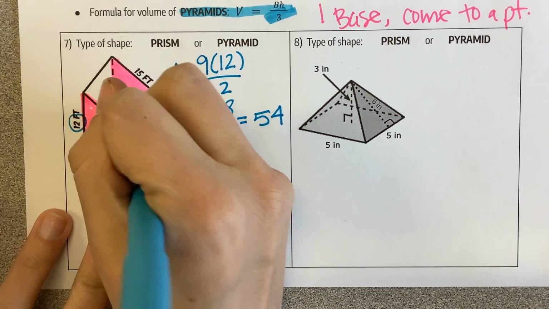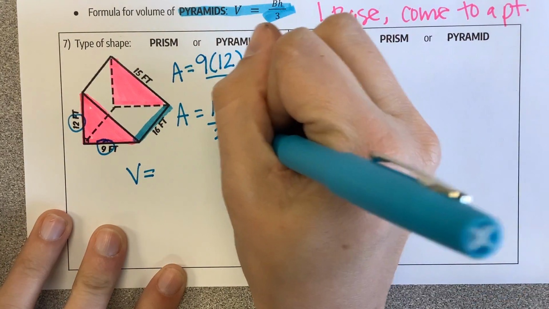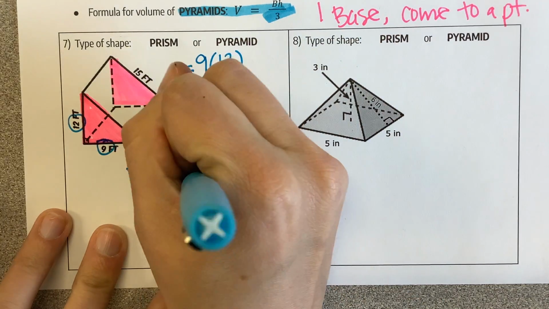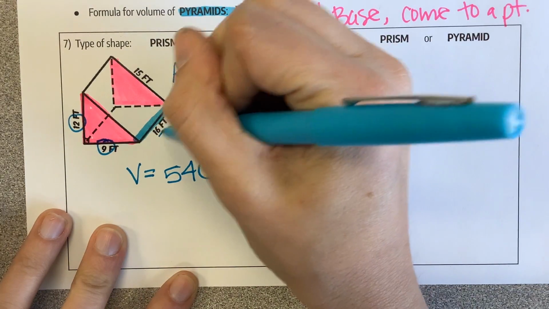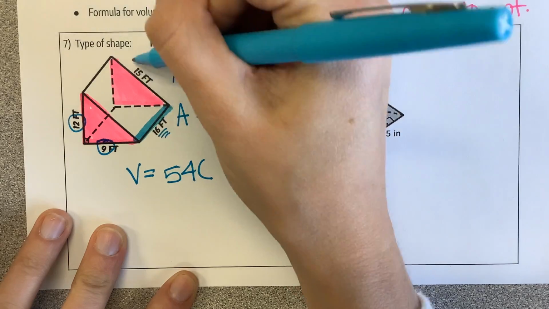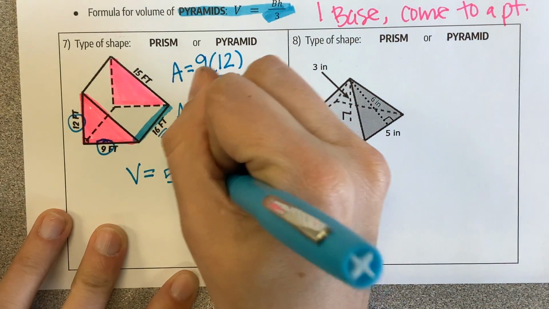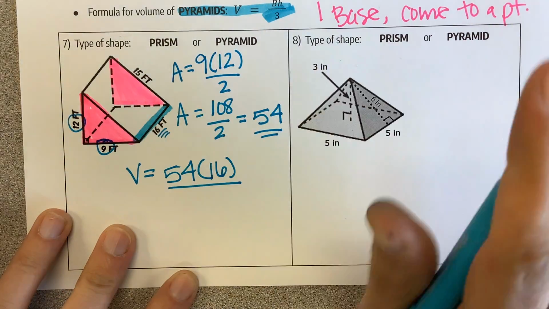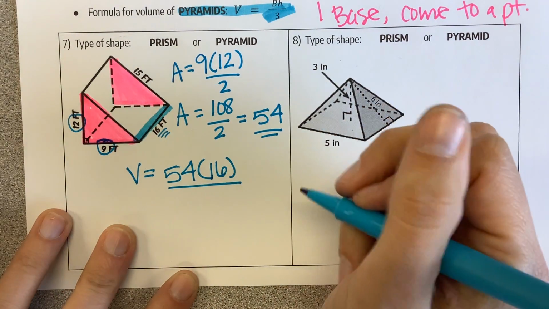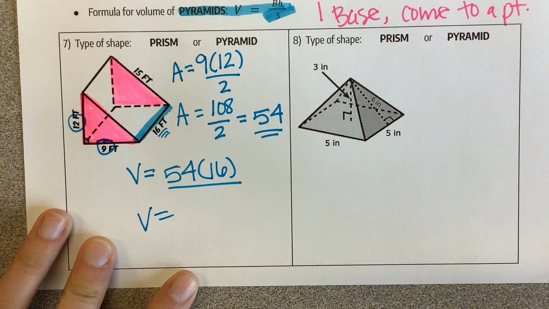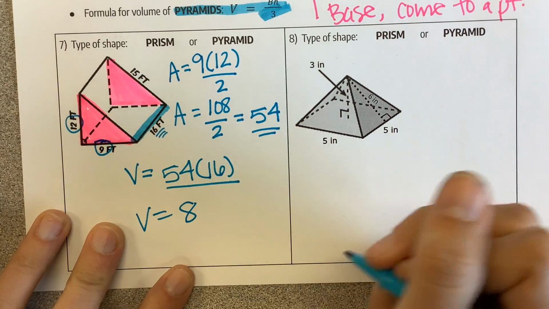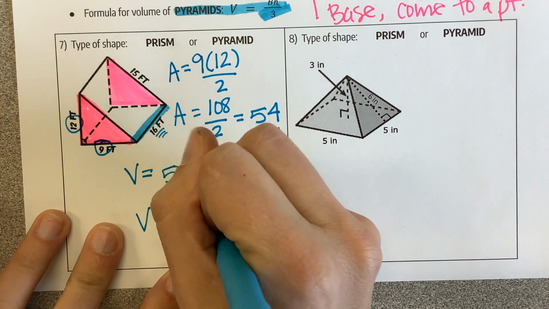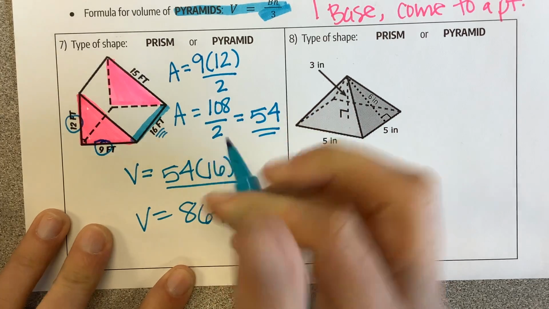For our volume, we are going to take this area of 54, multiply it by the height of the prism, which is the length that connects the 2 bases to each other. So times 16. We're doing the area of the base times the height here. When I plug that into my calculator, 54 times 16, we get a volume of 864 feet cubed.